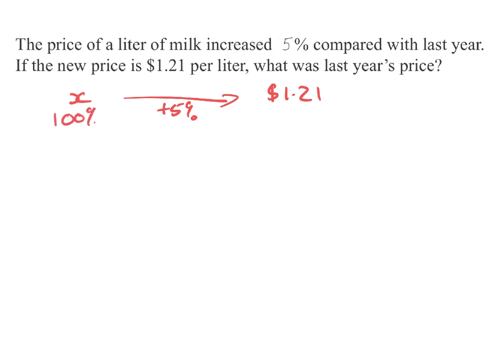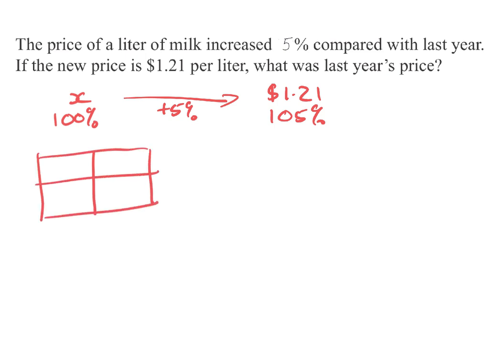So X is our 100%. And then our price this year is 100 plus the 5. So it's 105% of last year's price. And we want to find last year's price. So again, I'm going to do this with the grid. My 100%, I don't know, so I'm going to call that X. And my 105% I do know, because it's $1.21. Again, x here is going to be these two numbers multiplied divided by this number over here.